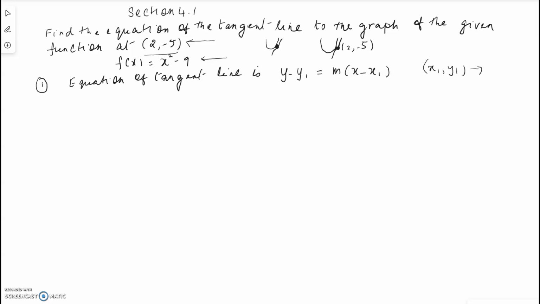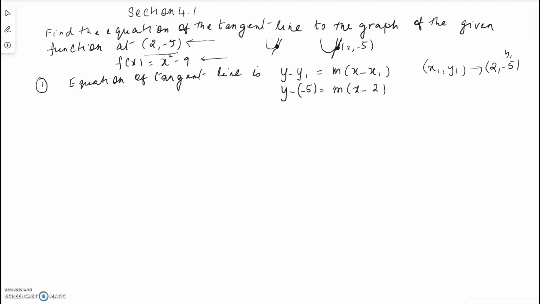Now the equation of a line is y minus y1 equals m times x minus x1, where x1, y1 is a point on the straight line. So remember that the tangent line is drawn at 2, negative 5. So that's a point on the tangent line, and it's a point on the parabola as well, because the tangent line touches the parabola at 2, negative 5. So y minus y1 is equal to m, which is the slope, times x minus x1.